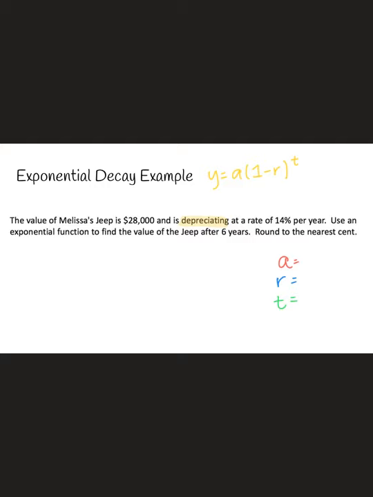And again, we're rounding to the nearest percent. Let's go back. We're going to look for A, our initial amount. The value of Melissa's Jeep is $28,000. That is A, that's our initial amount. It's depreciating at the rate of 14% per year. That's the rate. And use an exponential function to find the value of the Jeep after 6 years. That's time.